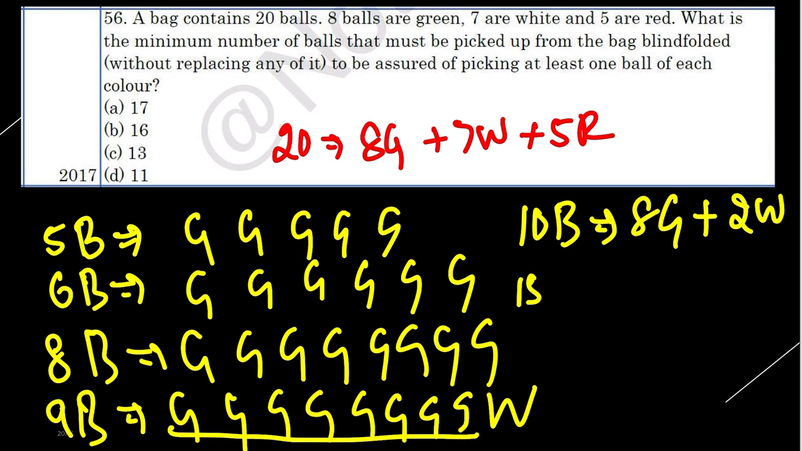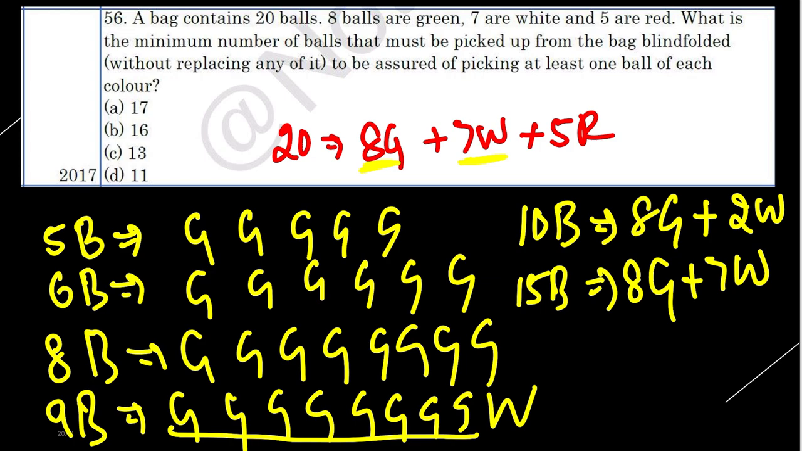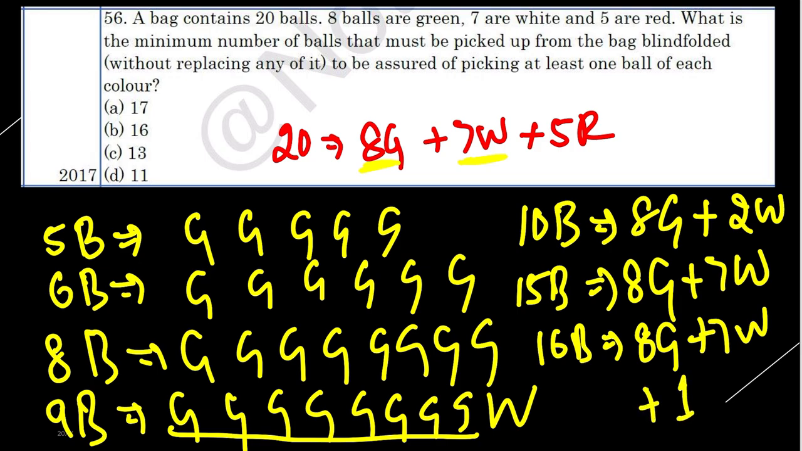So suppose I take 15 balls. 15 balls is 8 green plus 7 white. So 8 greens and 7 white will make 15 balls. So now I have picked all the green balls, all the white balls. What will be the only option I will have after this? Suppose now I have to pick 16 balls. I can pick 8 green, 7 white, and I have no option then to pick 1 red.